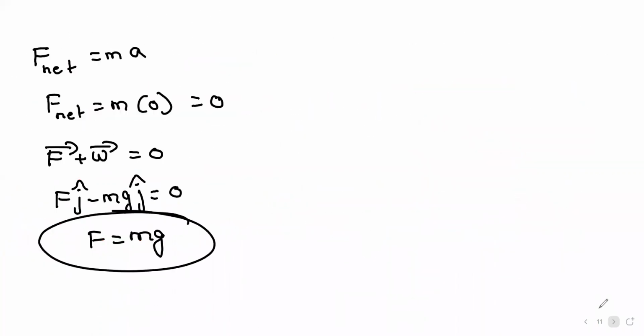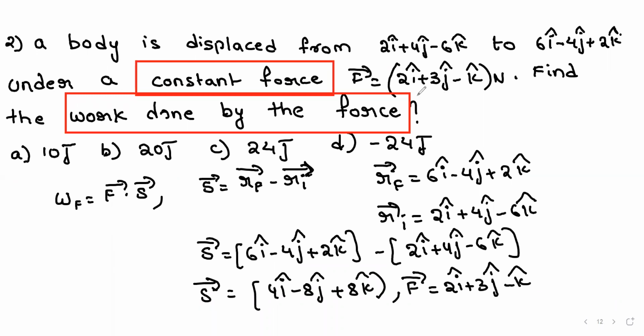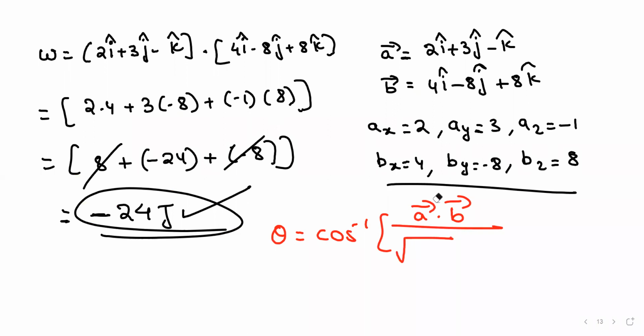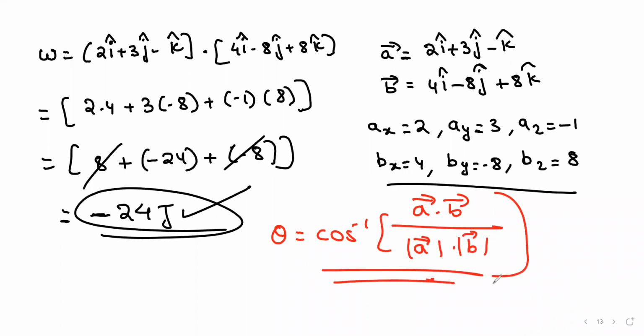But how can we find the angle between two vectors? Theta equals cos inverse of A dot B by mod A into mod B. Very good, nice. You have to use this formula to find the angle between force and displacement here. Okay.